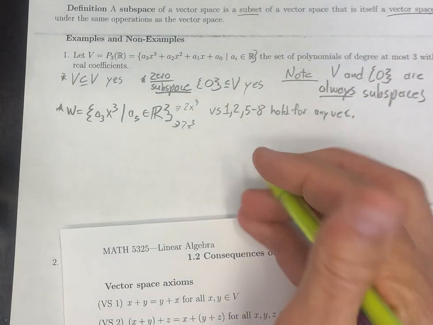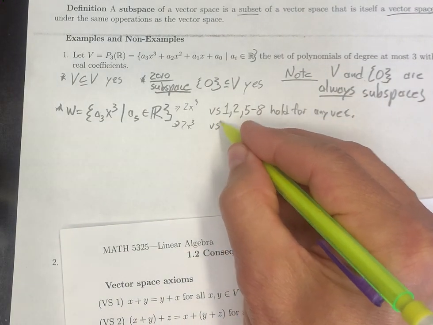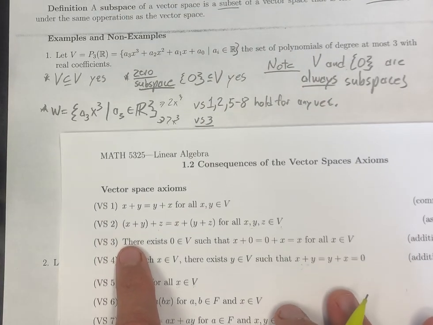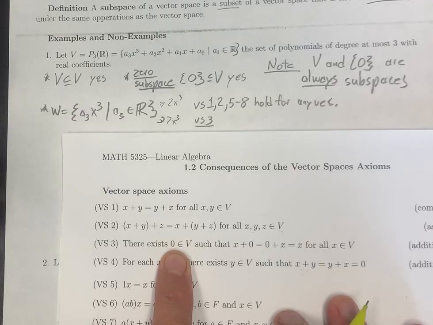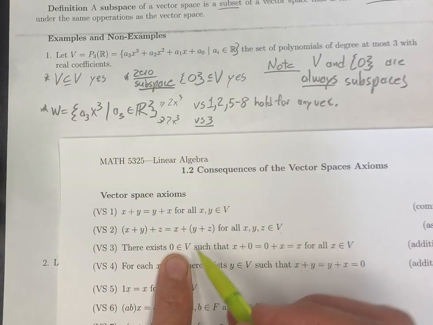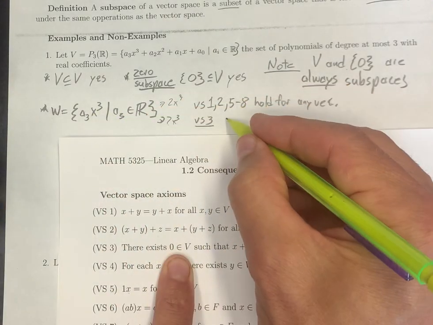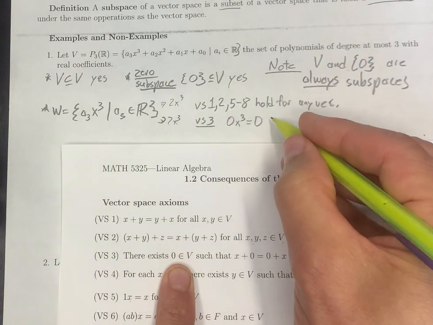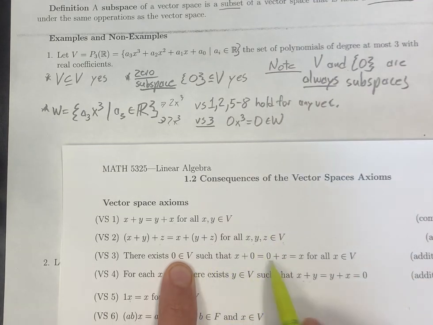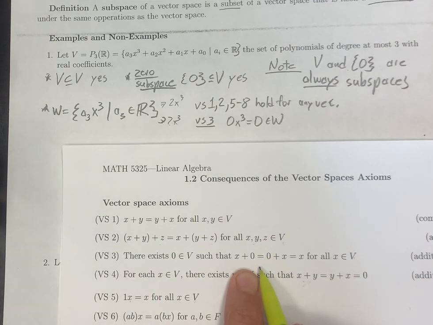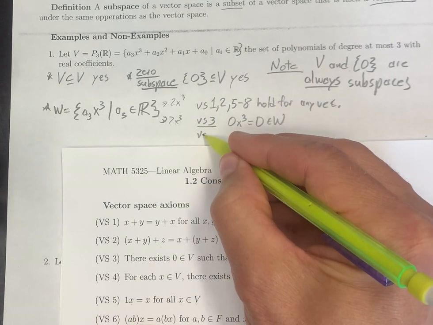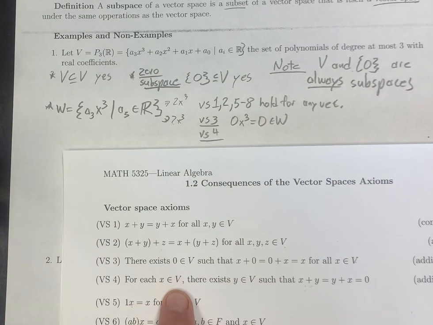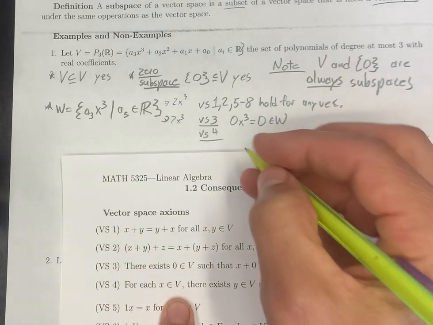What we do have to worry about is the last 2. What about vector space axiom 3? That's the one, remember, that says I've got a 0. Is there something here that acts like 0? Well, yes, there is. How about 0x^3? 0x^3 is equal to 0, and it's in W, and in fact, it works just like 0. What about vector space axiom 4? Well, for any element in the set, what would an element in the set look like?